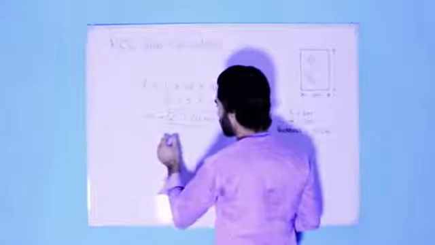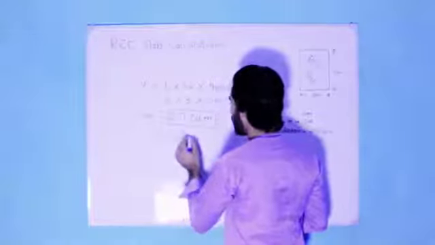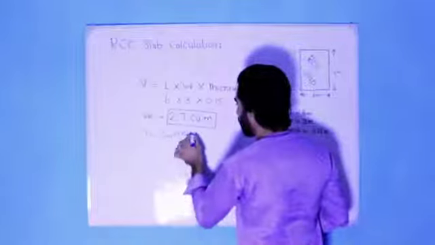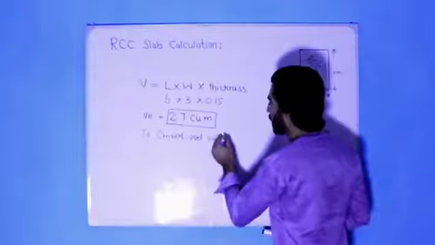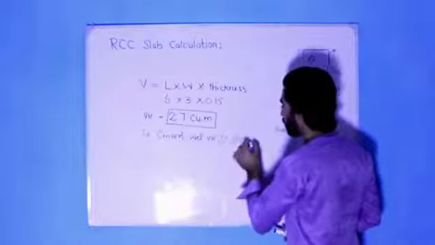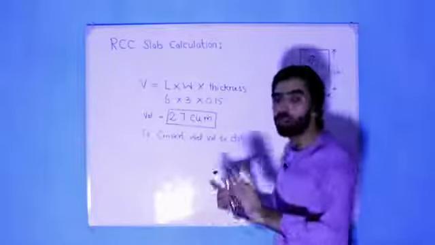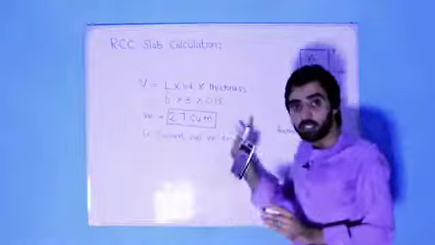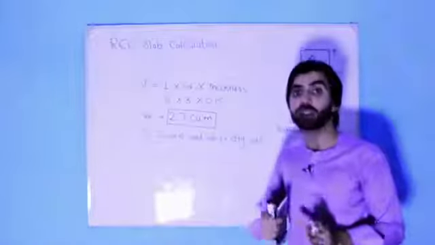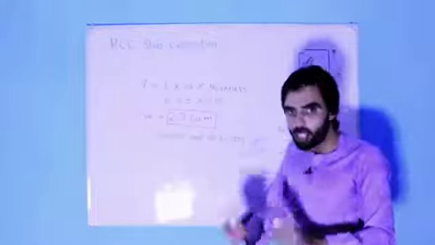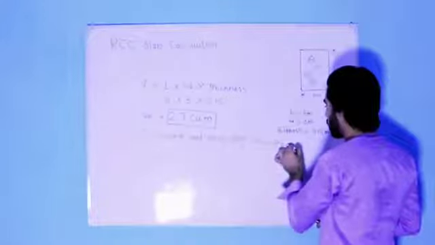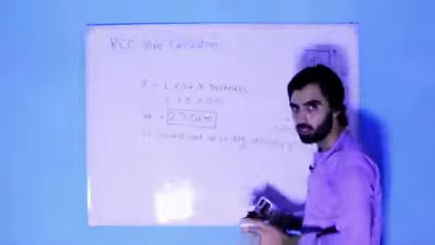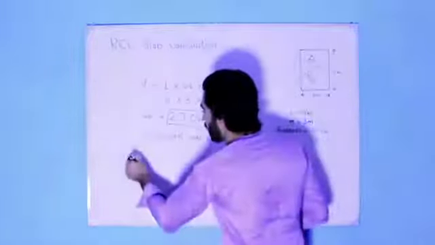Now to convert the wet volume to the dry volume, we multiply by 1.54, because these materials increase by 54% from wet material, and then we can get the dry materials. So we multiply by 1.54, which is 54%.